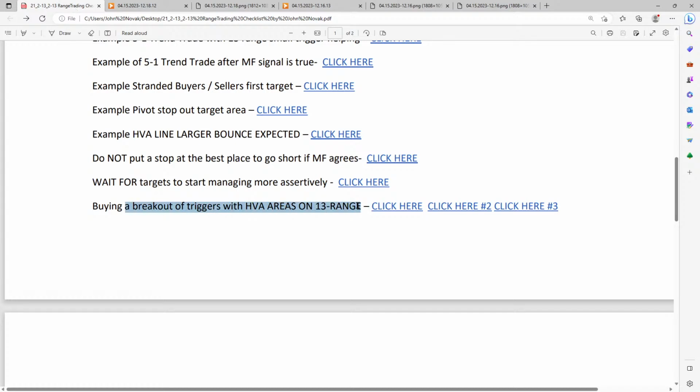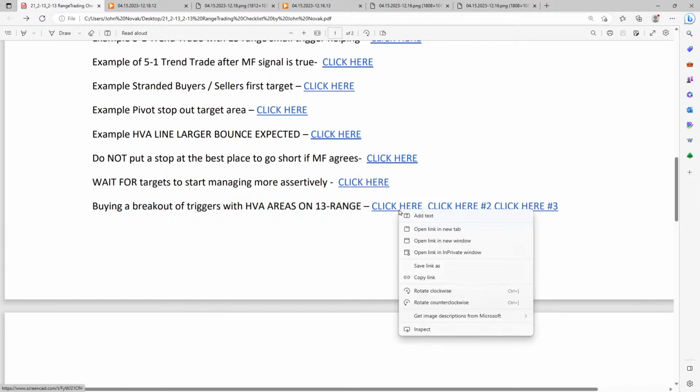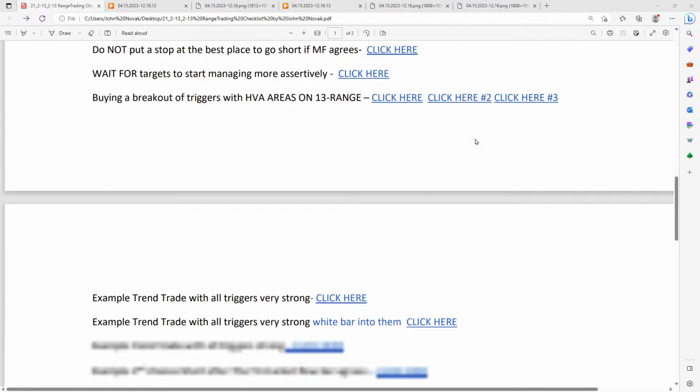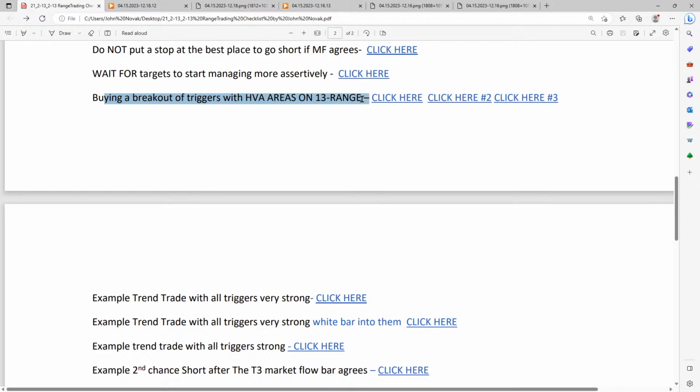Buying a breakout of triggers with high volume areas on the 13 range. I actually have 3 examples on here. Do you guys have a copy of this? I put one in earlier, but look here. I'm going to drop a copy in just in case you don't have it, okay? Buying a breakout of your triggers with the HVA areas on the 13 range.